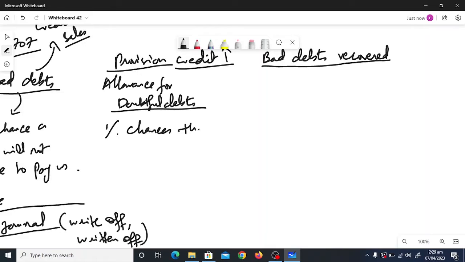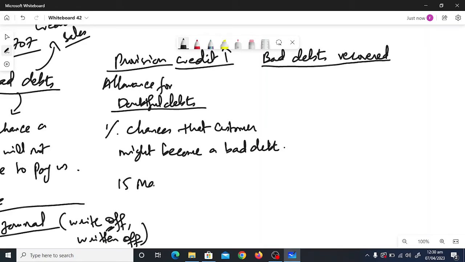Okay, now coming back to the concept of allowance for doubtful debts. Allowance for doubtful debts means that there are percentage chances that the customer might become a bad debt, which means that the customer might not pay us in future. Sir, how will you get to know that the customer might not be able to pay us in the future? See, when a payment was due from the customer on 15th of March, let's suppose, and I made a call to the customer, they say I need 10 days more.